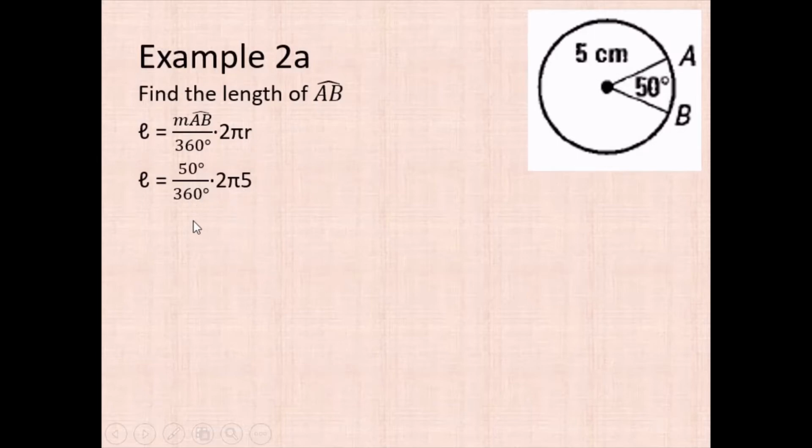All right, so then I would just plug all this into the calculator, and you should get 4.36. If you're putting it into the calculator, you may want to do 50 and then divide it by 360 and then times 2 times 3.14 times 5, and that should give you 4.36.